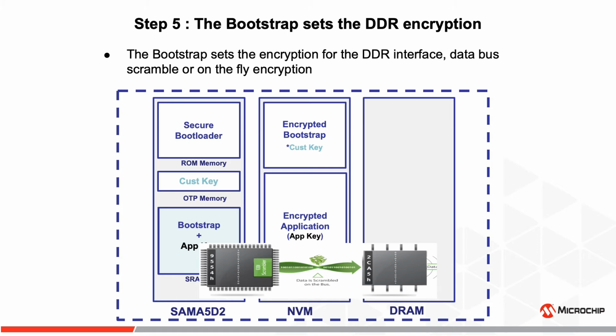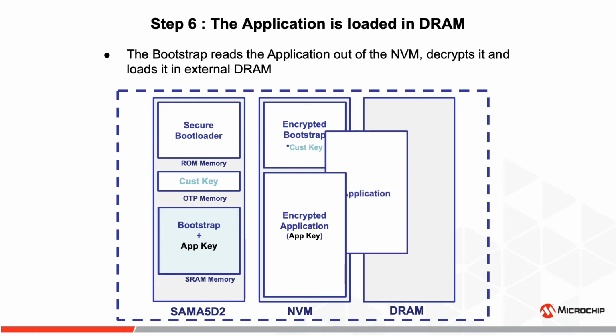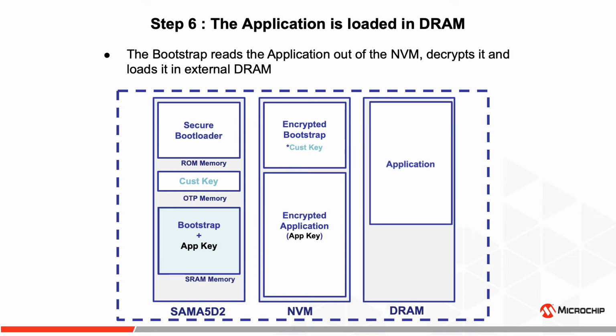The reason for this is that if you just loaded a decrypted application in DRAM, it would be exposed to the world if you have external memory. So having done all the work to encrypt your Bootstrap and encrypt your application, it makes no sense to leave it in the clear in DRAM. The Bootstrap then reads the application out of the non-volatile memory, decrypts it, and loads it into the external DRAM. The Bootstrap will then jump to the application and begin the execution.